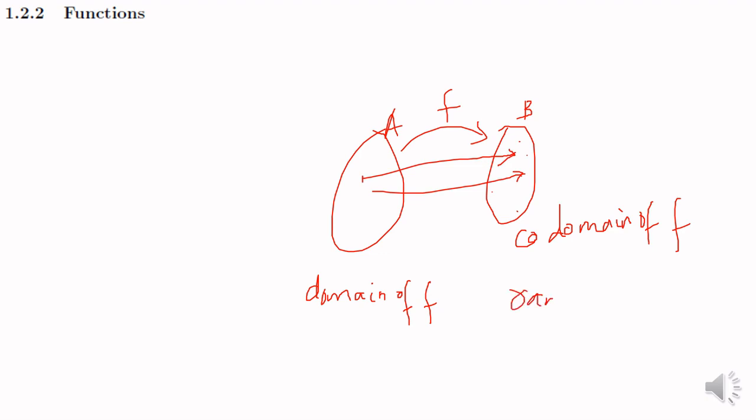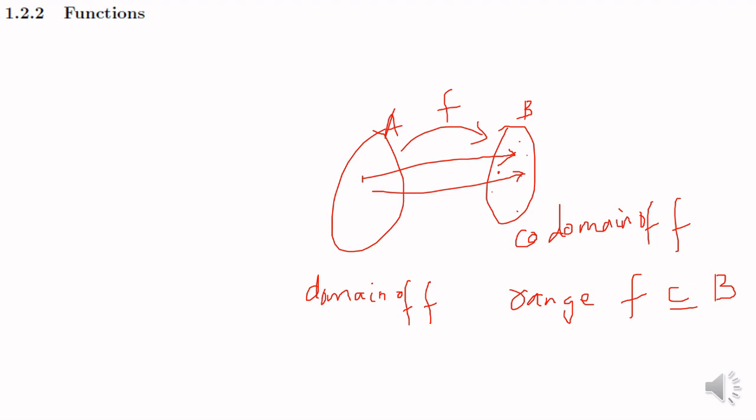It is not necessary that all the elements of B are images of some elements of A. So there can be elements in B which are not images of any element of A. So in that case, range of f is the set of all elements which are images of elements of A. So we can see that range of f is always a subset of B. It can be B also, but it is not necessary that it should be B always.